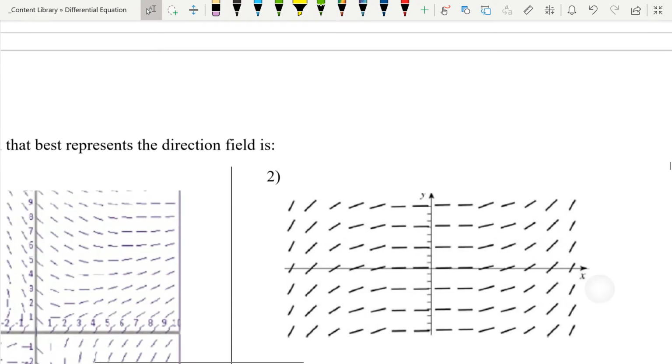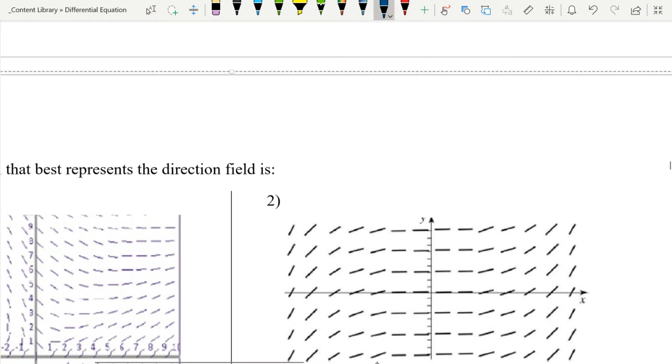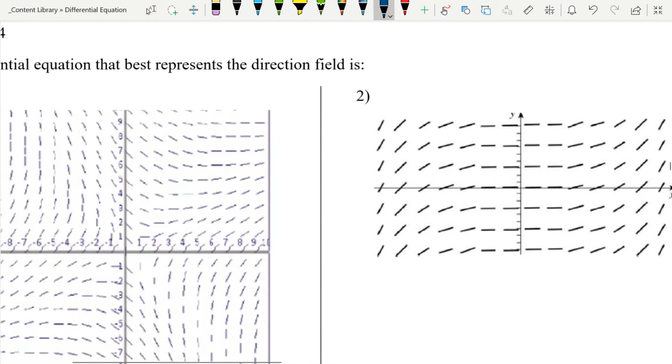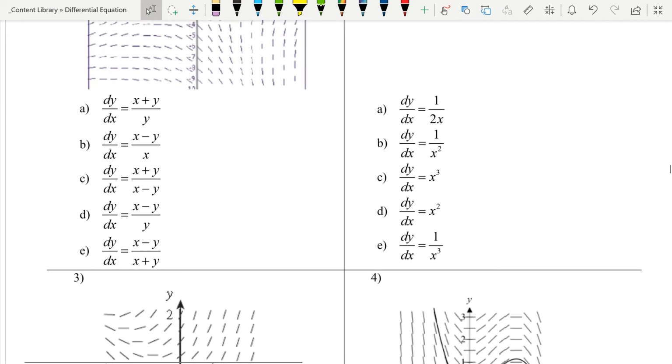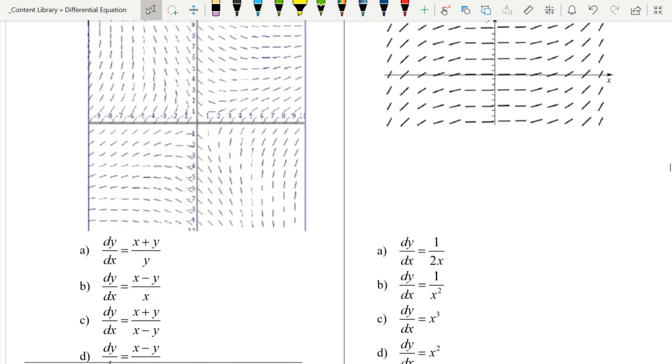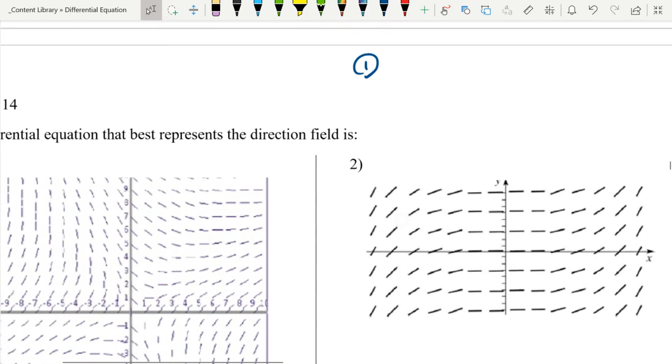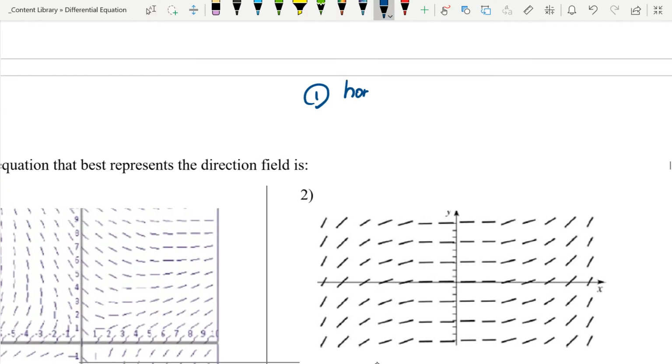Let's talk about a couple of ways we should check. If they provide us the slope field and ask which of the differential equations satisfy it, the first thing we check is horizontally and vertically. Just fix one row and fix one column to see the slope field.